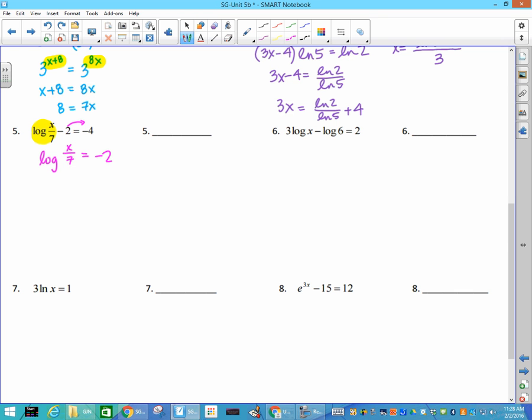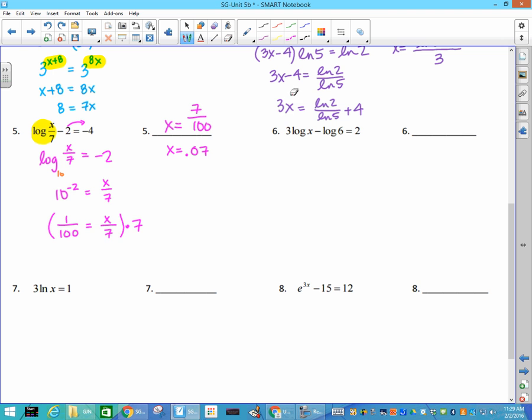And then you're going to remember that your base here is 10. So when you do the little kick out, you have 10 to the negative 2 equals x over 7. 10 to the negative 2 is 1 over 100, and that's x over 7. So how do I solve that? I multiply both sides by 7, which you can do. And so that's x equals 7 over 100, which of course, if you prefer the decimal, would be 0.07. So either one of those answers is good.